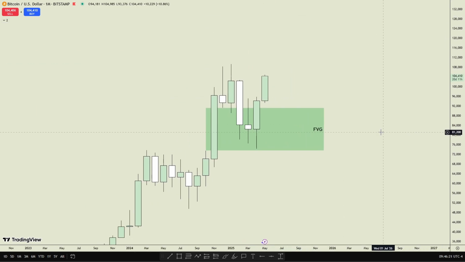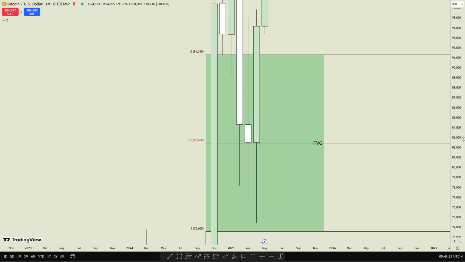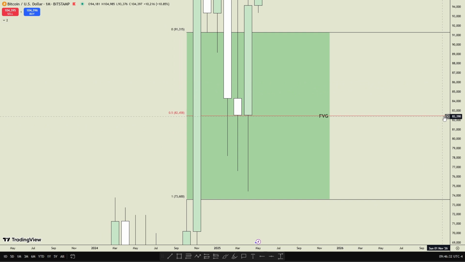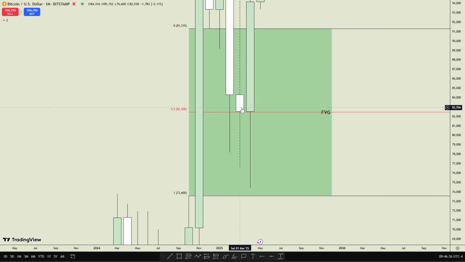Now, if you look at this, where has the reaction come from? It's come from once price has tapped consequent encroachment. Now, this is perfect, and this would have been a potential buying opportunity for many people. Consequent encroachment of this monthly fair value gap got respected by this candle here.